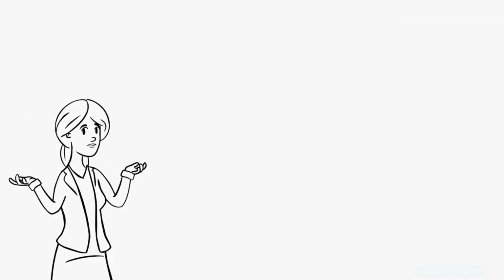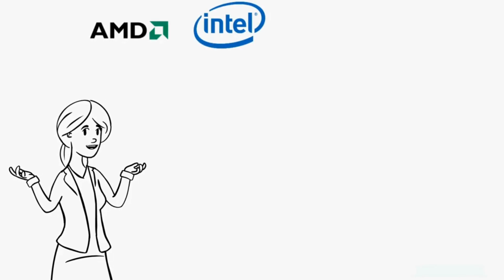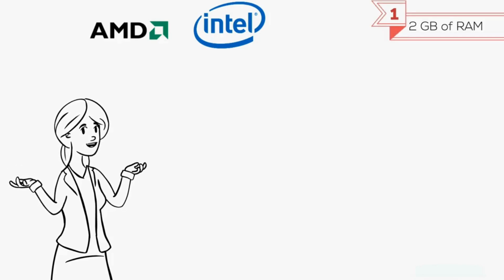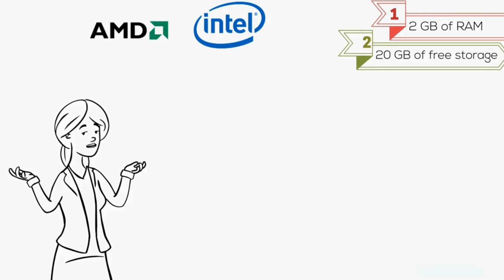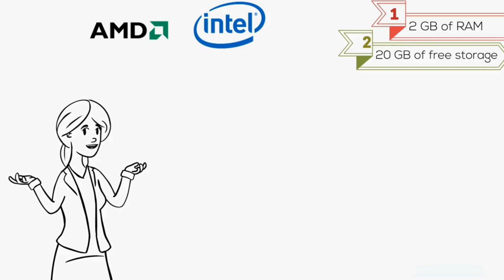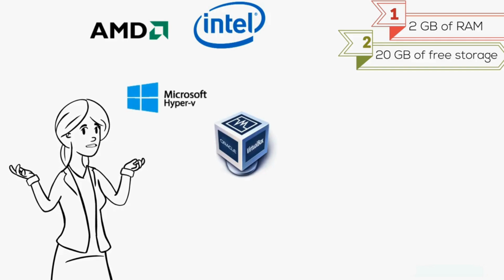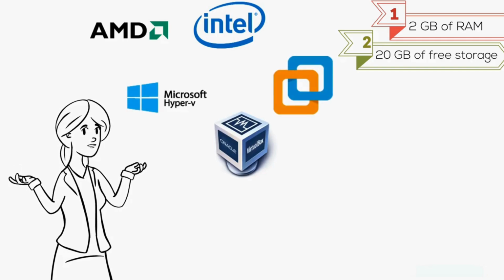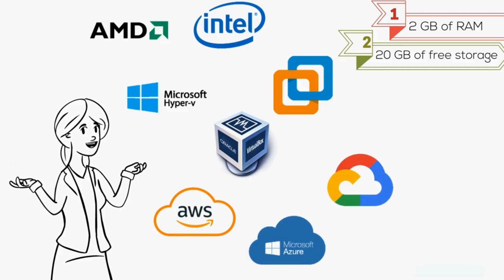To install CentOS, make sure your system has an Intel or AMD central processor, an integrated video adapter, at least 2 GB of RAM, and 20 GB of free storage on your drive. The operating system can be installed on a variety of platforms, including hypervisors like VirtualBox, Hyper-V, or VMware Workstation. Additionally, cloud platforms like AWS, Azure, and Google Cloud also offer CentOS images that can be used.